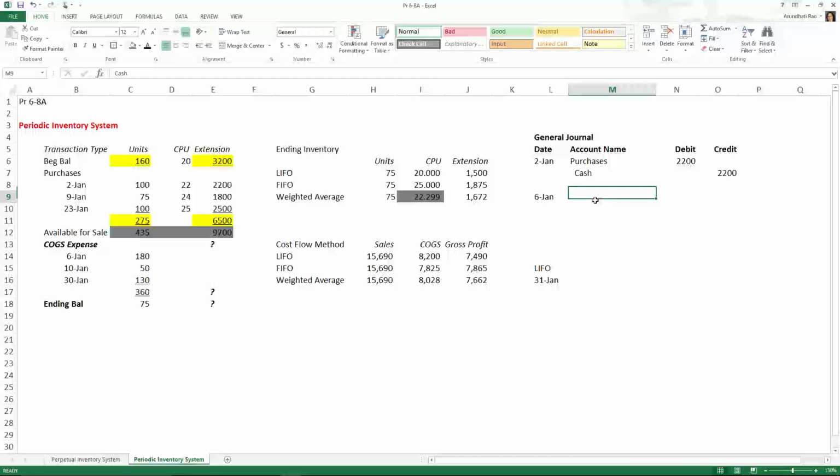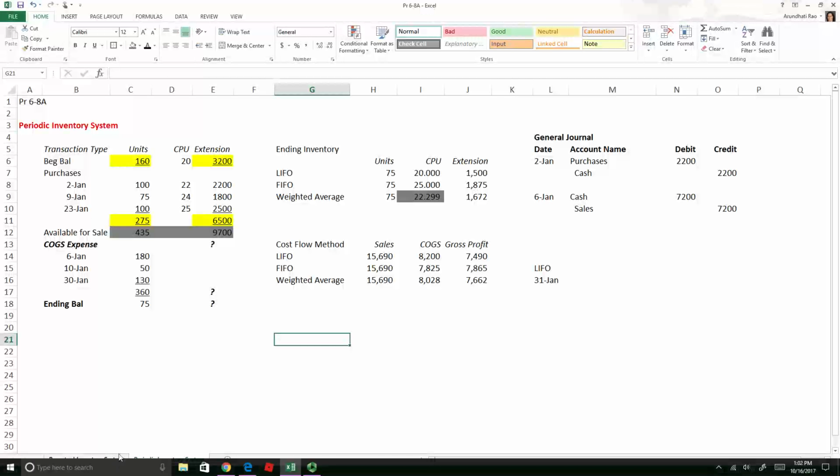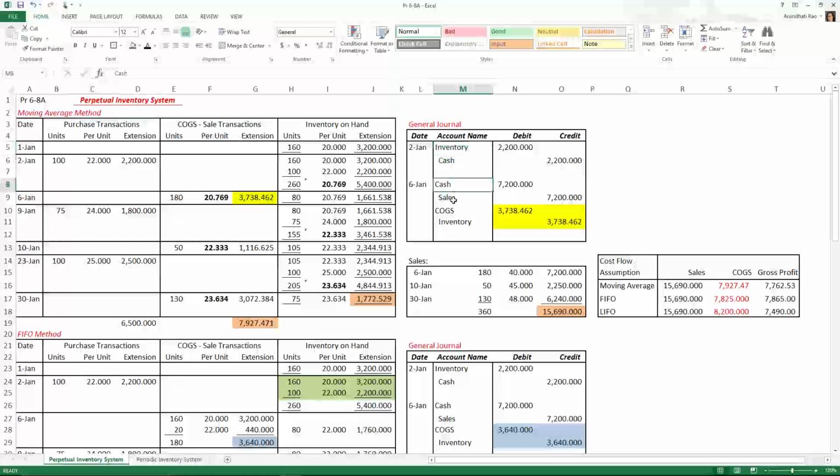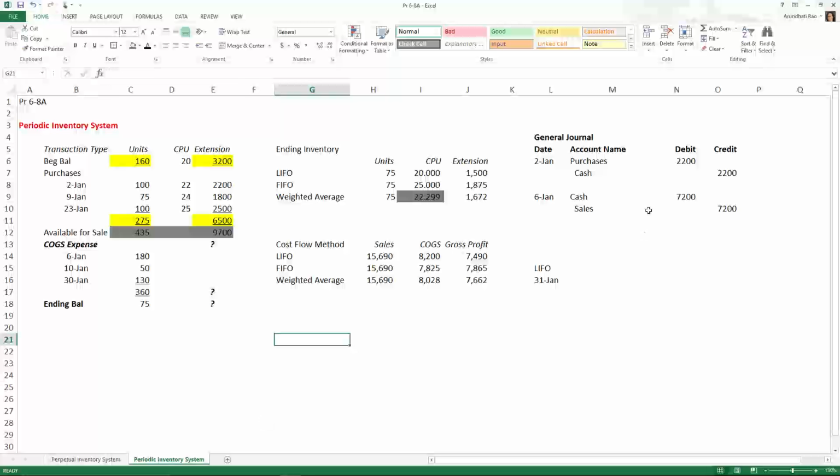When we have a sale, the first journal entry is identical to the perpetual inventory system. We had cash debit, sales credit, which stays the same over here. We do not do the second journal entry, cost of goods sold debit, inventory credit, because we are not going to update the inventory account each time there is a sale or a purchase. So when do we do that? We do it periodically, and in this case, it's going to be at the end of the period, end of January.